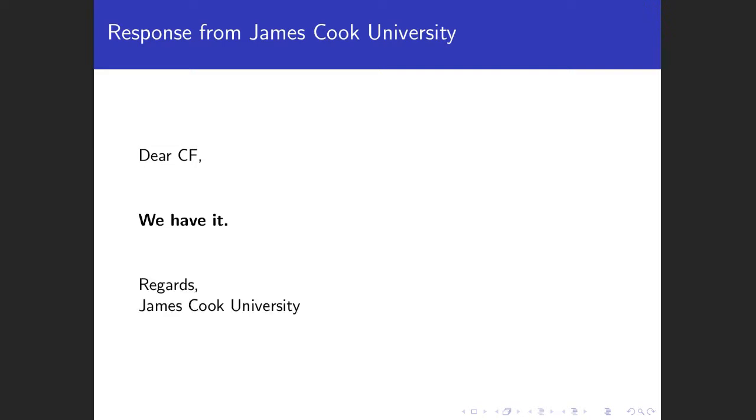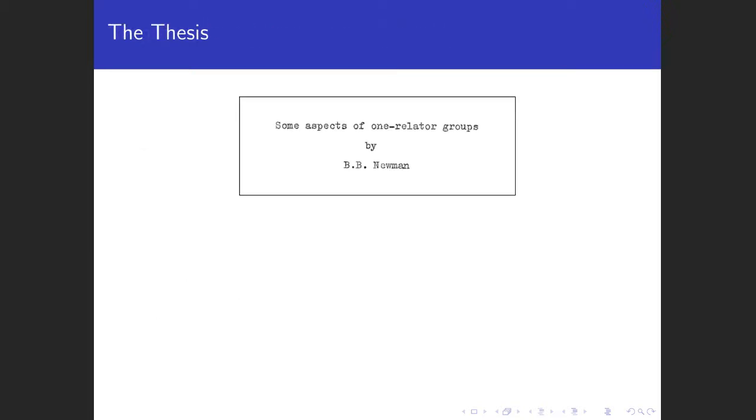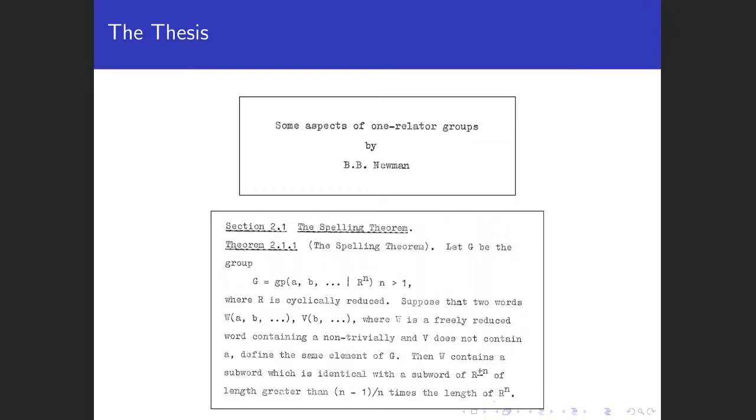And so after some hoops to jump through of filling in old copyright forms and the like, I get a scanned copy of B.B. Newman's thesis in my email a few days later. Some aspects of one-related groups, and in there, in section 2.1, you find the spelling theorem, and the original proof is there. It's very different from the proof given in the more modern treatments. And the hunt was finally over.